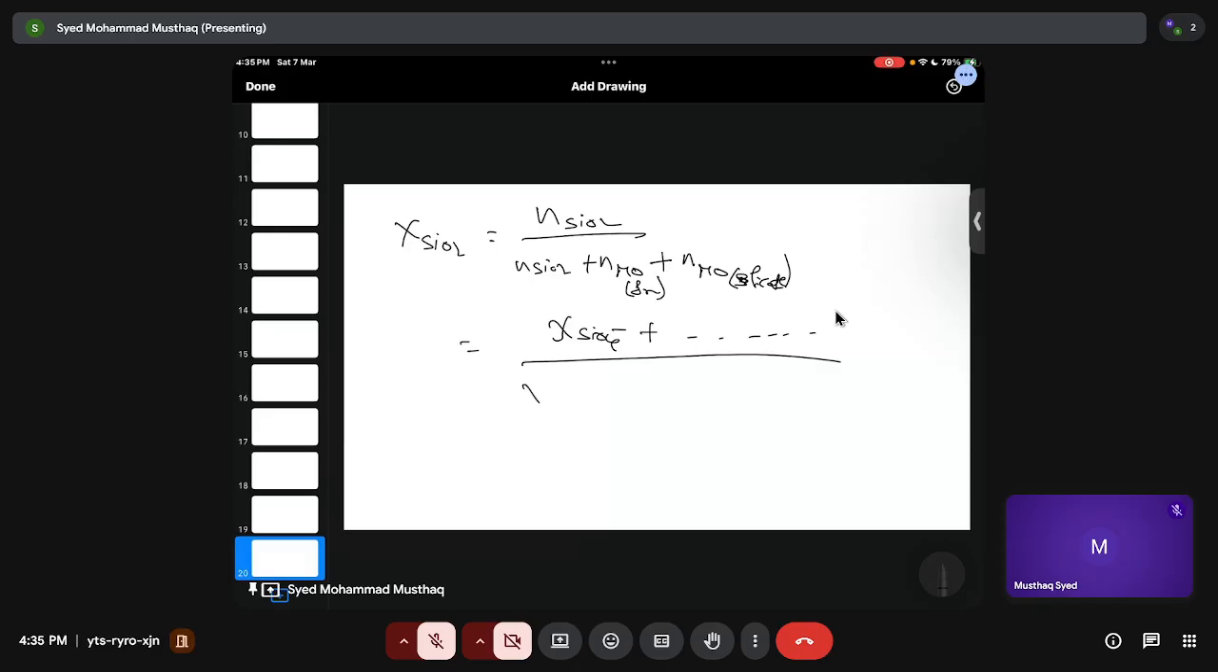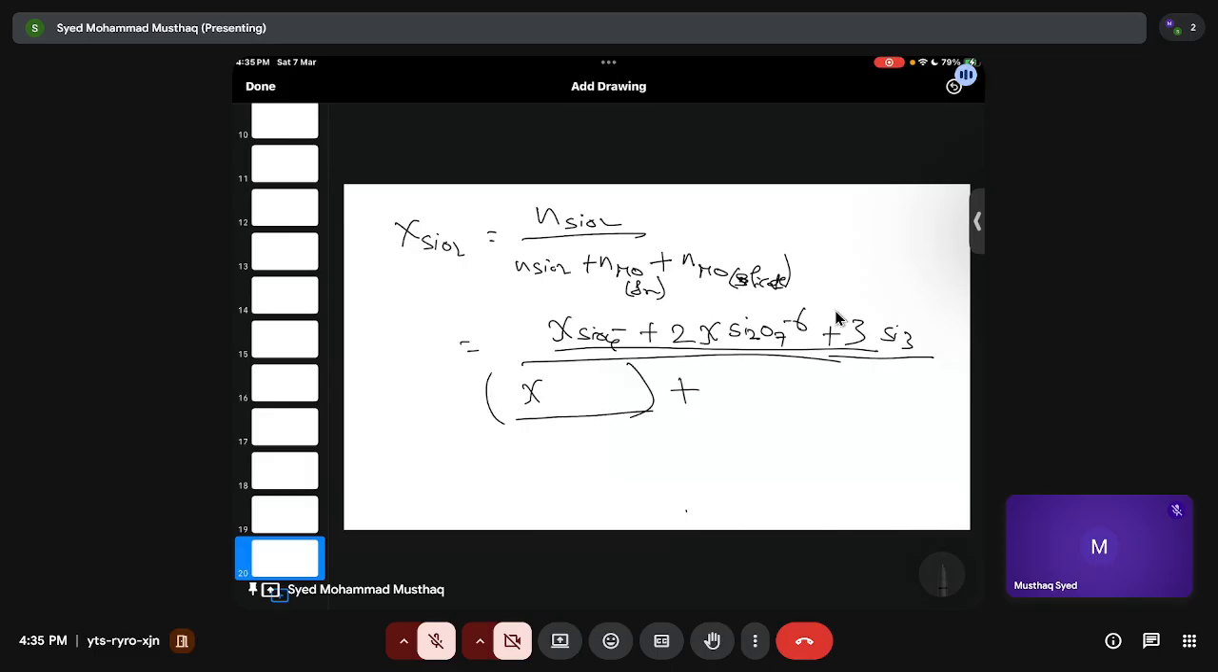Let me explain clearly. Whenever I have 1 mole of this, that means I have 2 moles of silicon. Similarly, if I have Si3, then I will have 3 moles. Now you will write all these things here also.